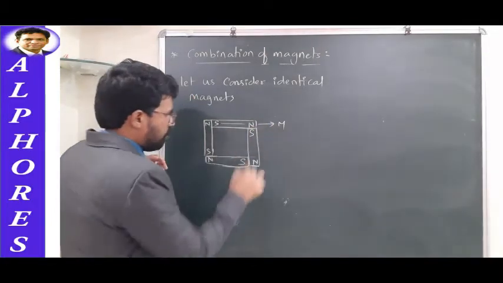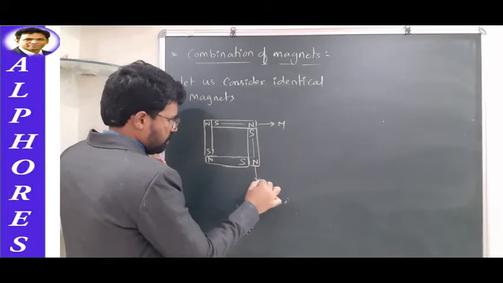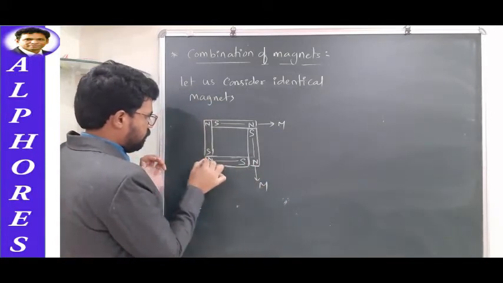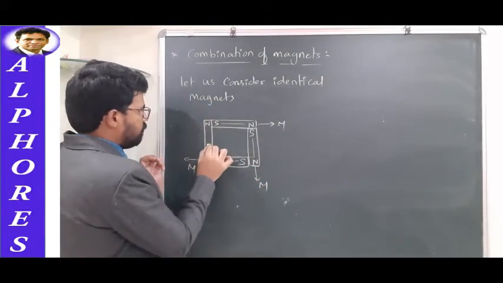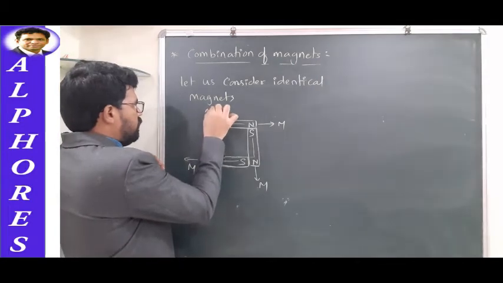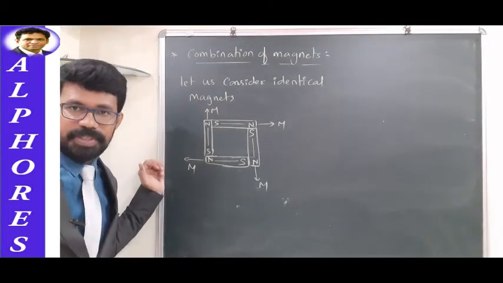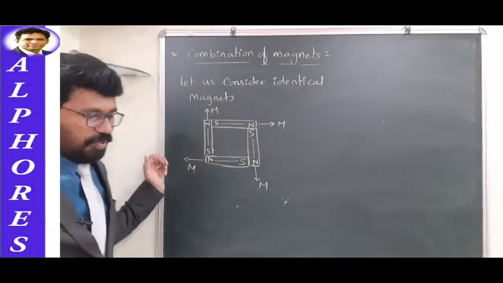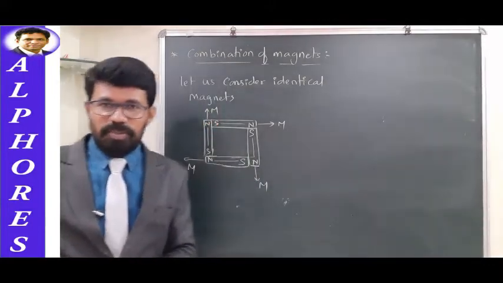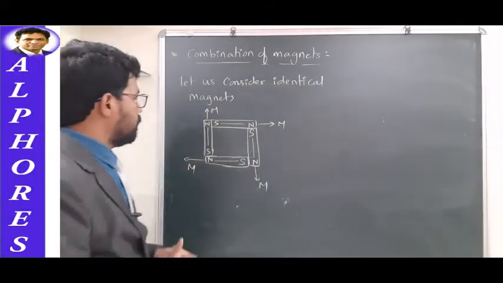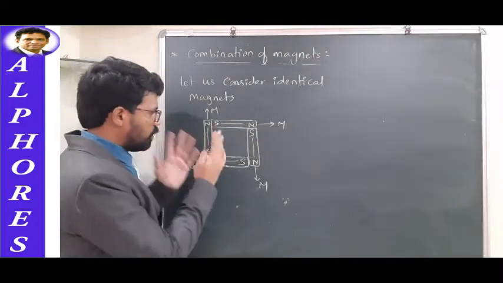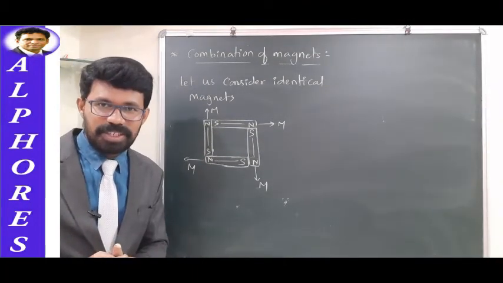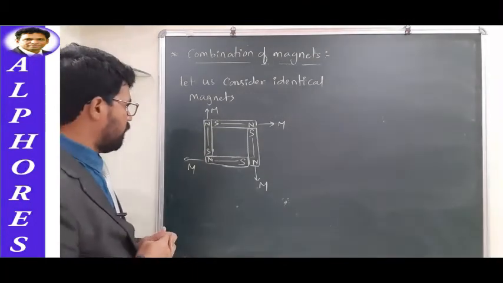Let us say it is M. This is M. Okay, this is the arrangement. Now, if you are supposed to find out the resultant magnetic moment, no need to make use of that equation also. Just by looking at this picture, you can identify the resultant magnetic moment. Let me tell you how it can be done.